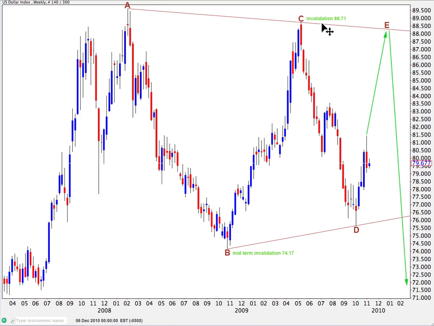This wave count would be invalidated with movement above 88.71 or in the short term or mid term below 74.17. And it needs another zigzag or possibly a triangle to the upside for E before it's over, and then we'd shoot out very strongly to the downside out of the triangle. But I think that this one's unlikely.